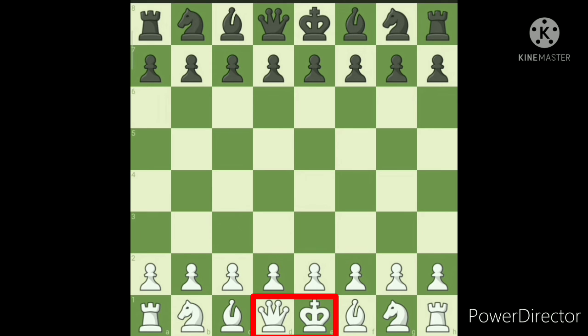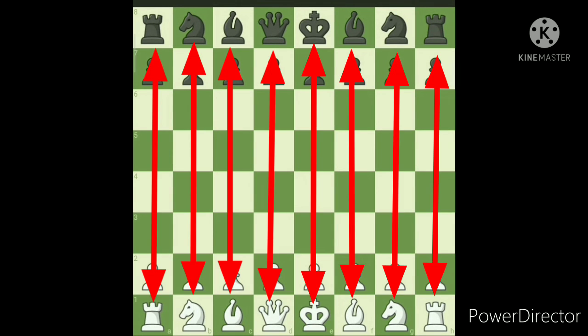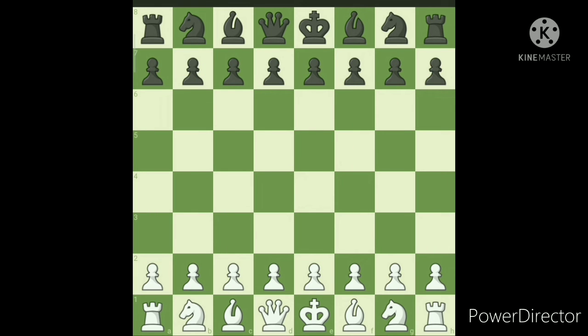The queen and the king are placed at the center, where the white queen is placed on the d1 square and the king is placed on the e1 square. So as you can see here, the same pieces are placed opposite to each other. So I hope now you can place the pieces on the board. So now let's start playing.